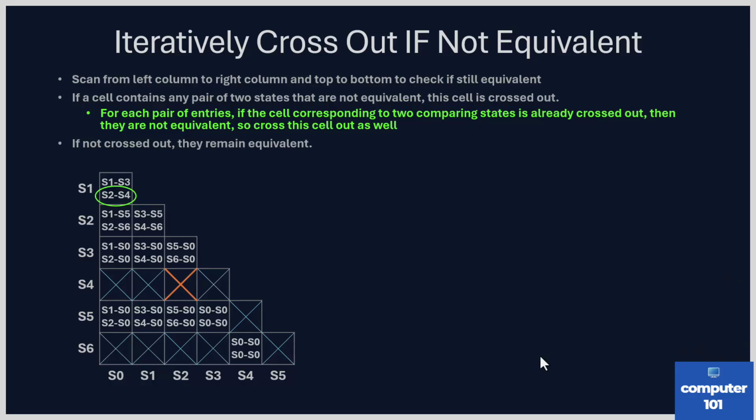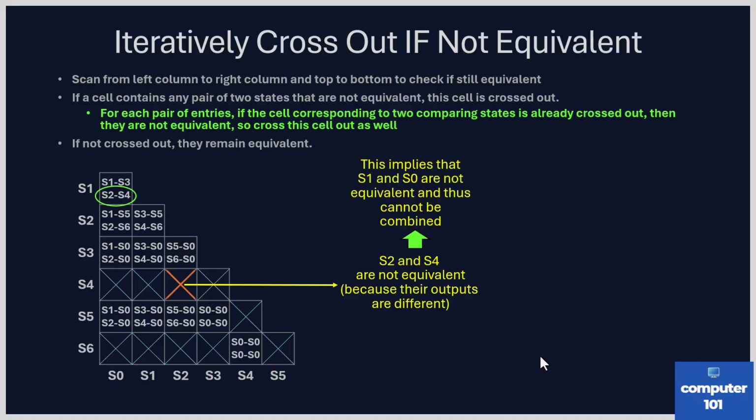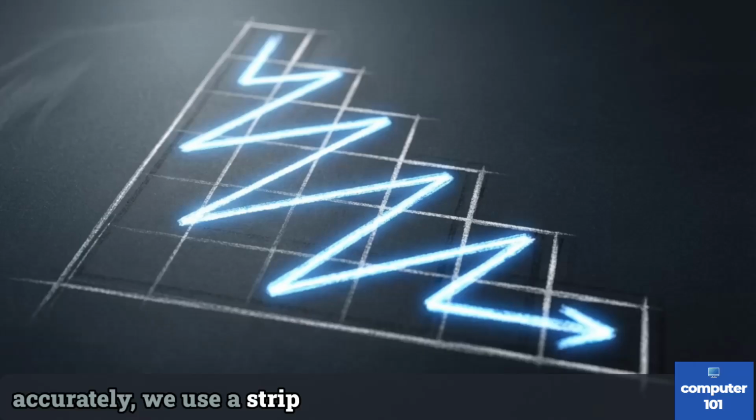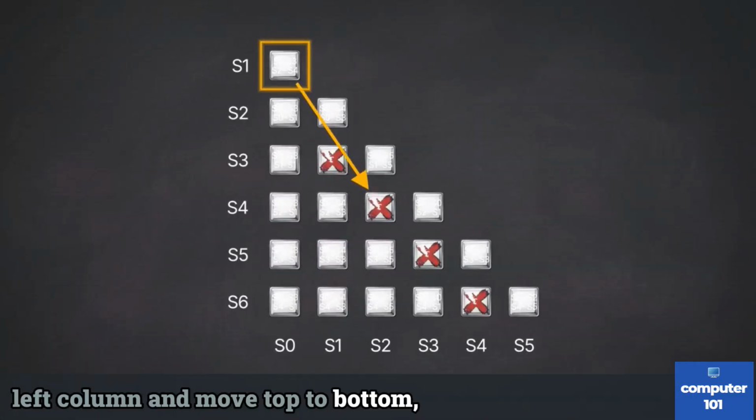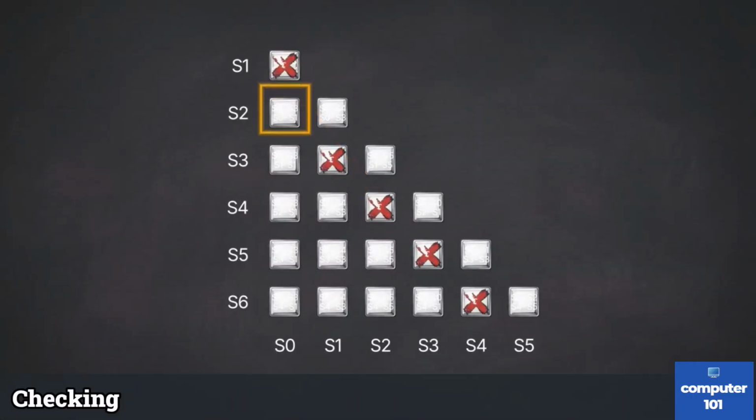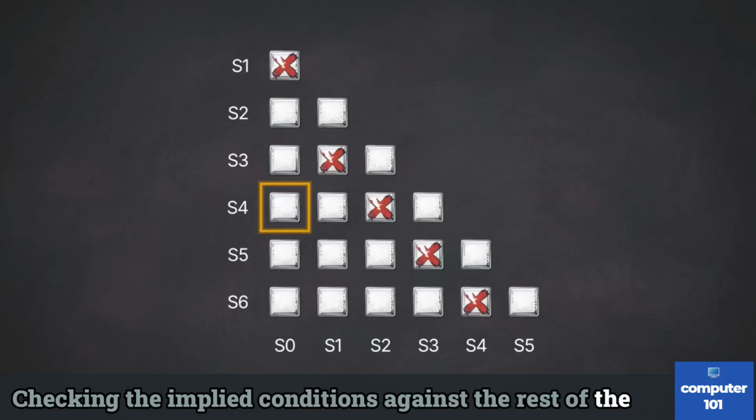Look at the cell for S1 and S0. It contains an implied pair of S2 and S4. The dedicated cell for S2 and S4 is already crossed out. Therefore, S1 and S0 cannot be combined and receive an X. To track these failures accurately, we use a strip scanning pattern. We start at the left column and move top to bottom, checking cell by cell, checking the implied conditions against the rest of the board.